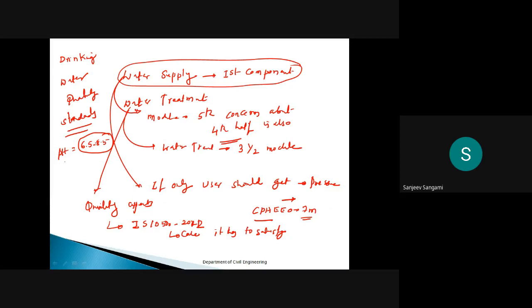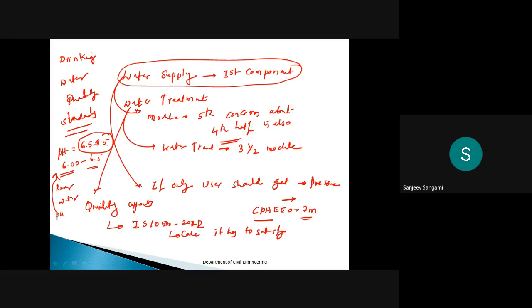Suppose the pH is 6.00, then I should not be able to drink it. Then again, only using water treatment can you fix it. For example, if you are considering river water and the pH is around 6, then I have to raise the pH up to 6.5. How do I do that? Using our water treatment objectives only.